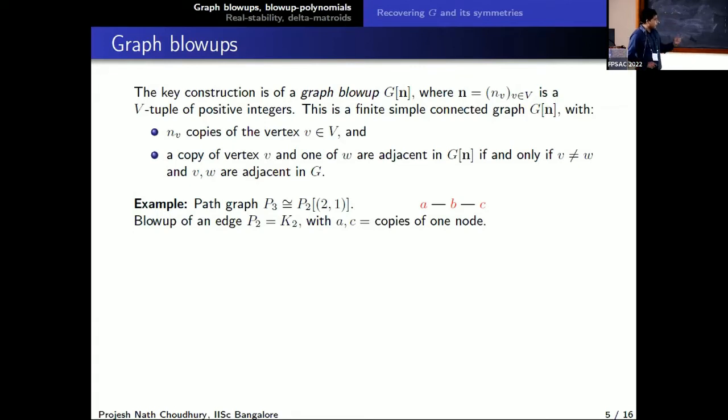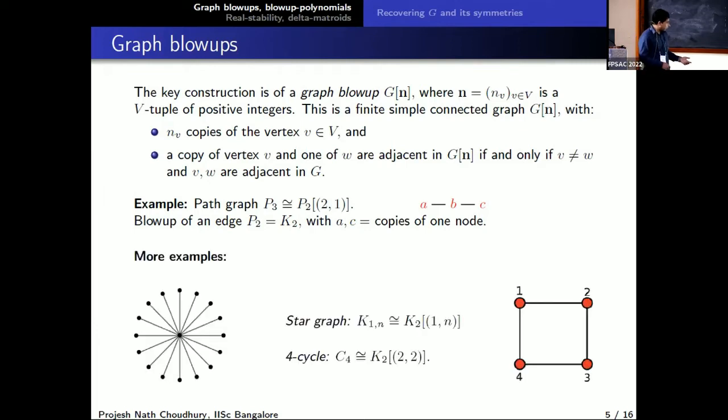Now create one copy of vertex B and 2 copies of vertex A. Now A is adjacent to B. The other copy, which I will call C, is also adjacent to B. But A and C are not adjacent. So the path graph on 3 nodes is a blow up of an edge.